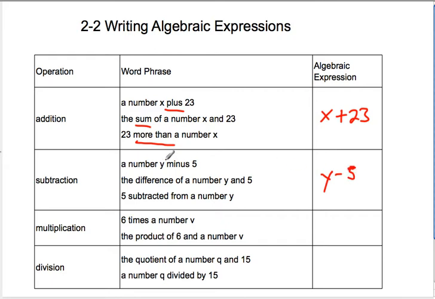Again, the words that we're looking for here for subtraction are minus, difference, subtracted from. So the difference of a number y and 5, that means y minus 5. Here's the tricky part. 5 subtracted from a number y. In this case, the 5 actually goes second, because you're already starting with some number and then you're subtracting from that. So here's the number that you're starting with, y, and then subtracting 5 from that.